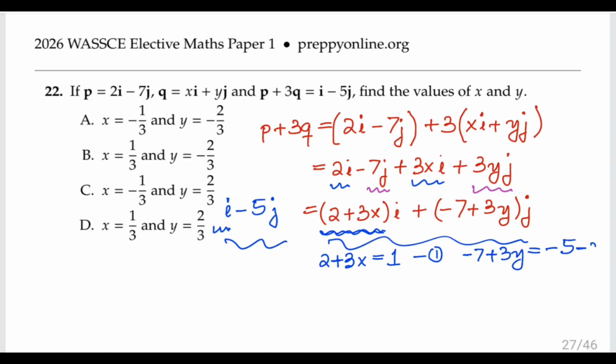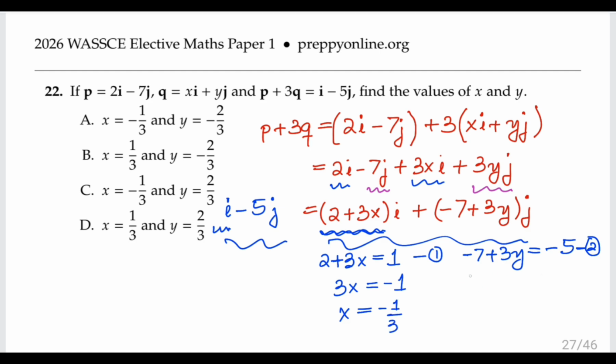So we can call that equation 2. So we want to solve these two equations. Well, over here, what do we have? We have 3x. 3x is going to be equal to 1 minus 2, which is minus 1. That means that x is equal to minus 1 over 3.